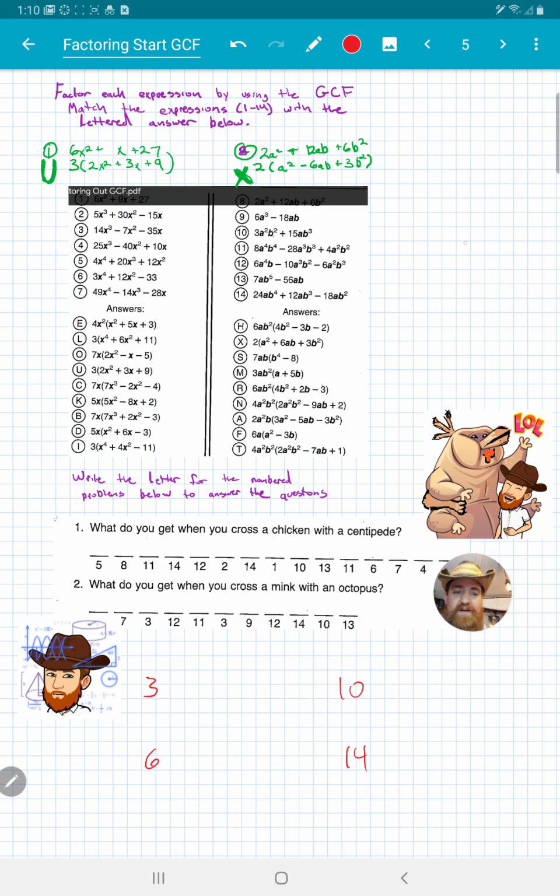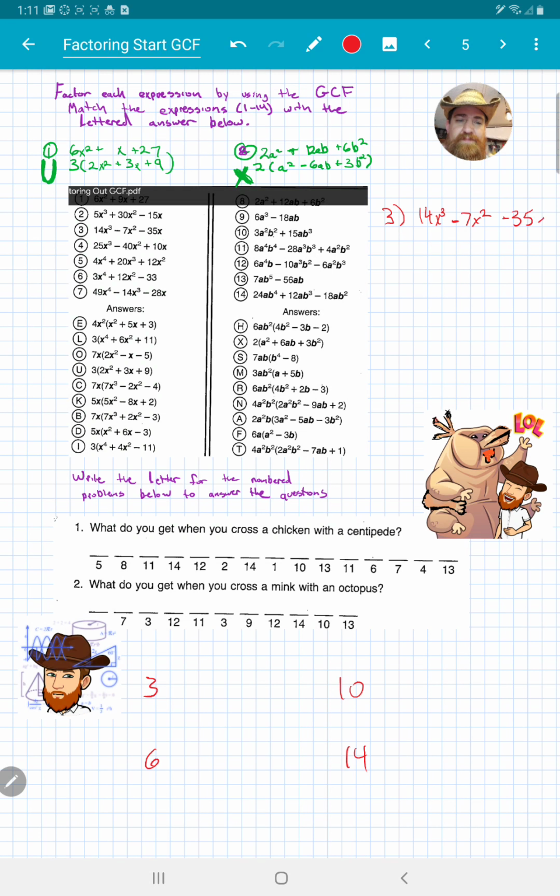Okay, so I'm going to start up here at the top so I have enough room. I'll start with number 3. Number 3, original: 14x cubed minus 7x squared minus 35x. All right, so first we identify what the GCF is. What is the largest thing I can divide from 14, from 7, and from 35?